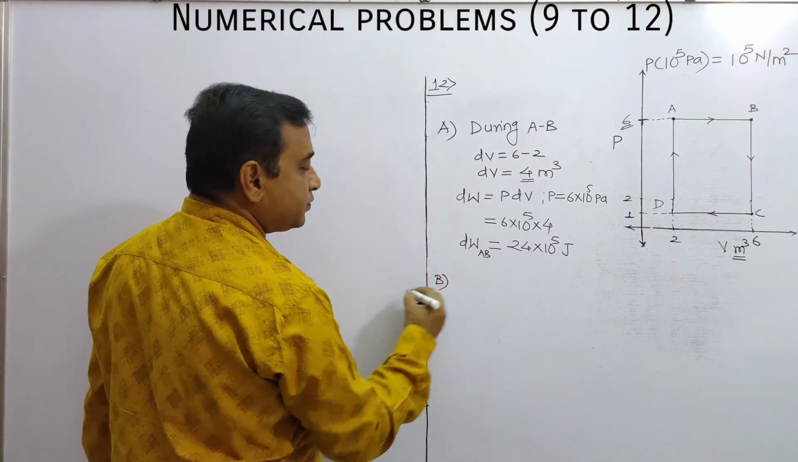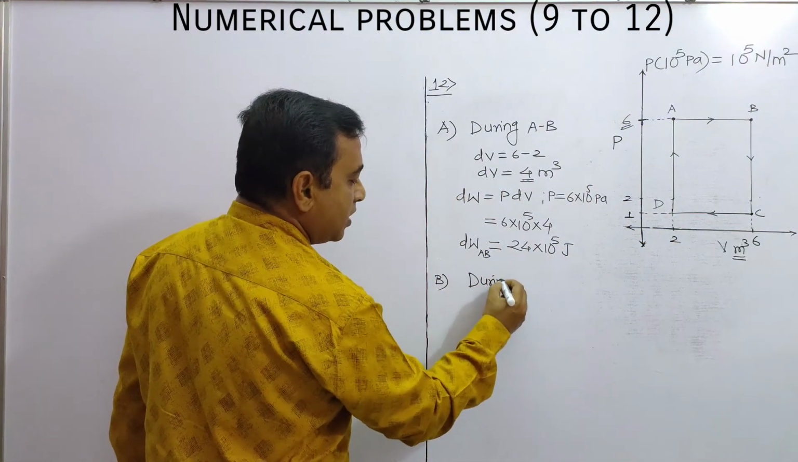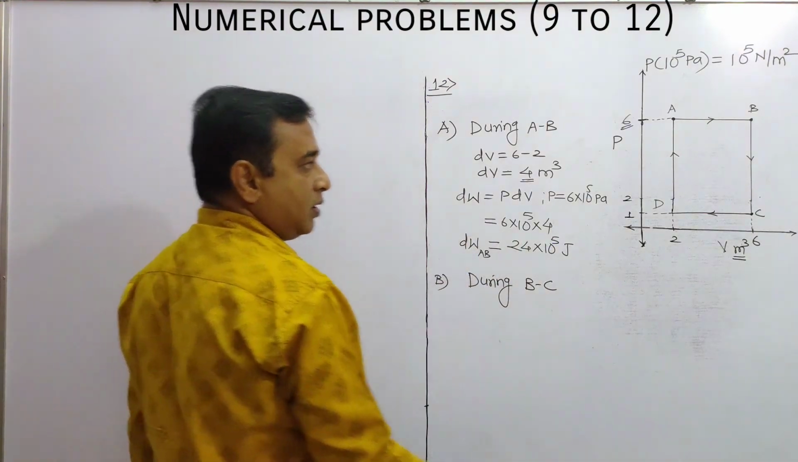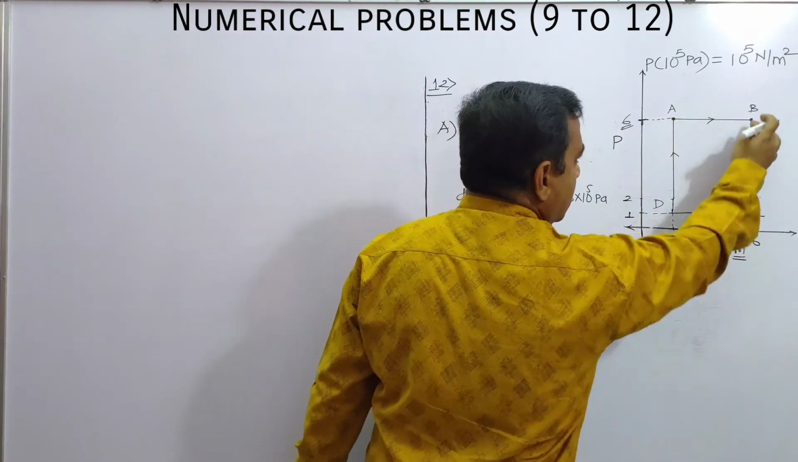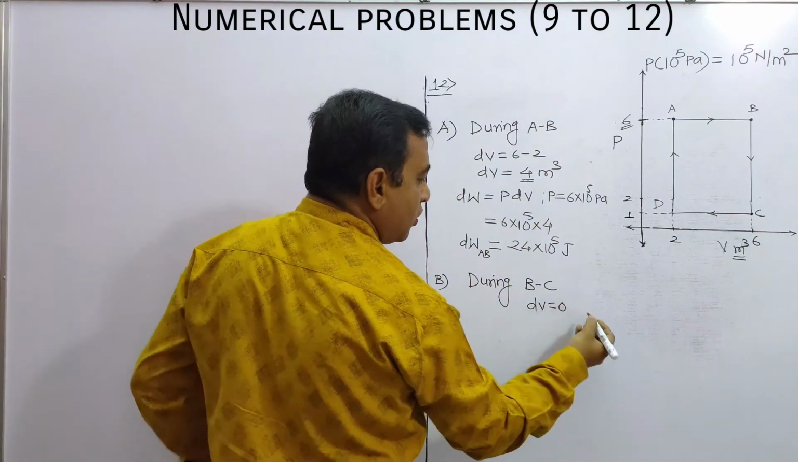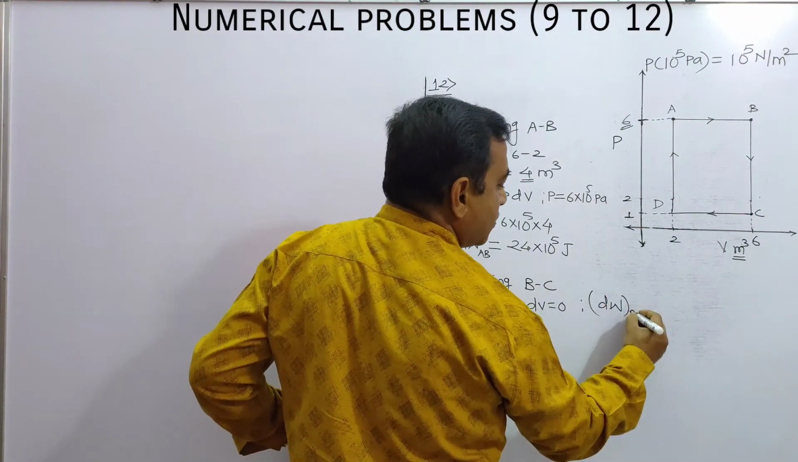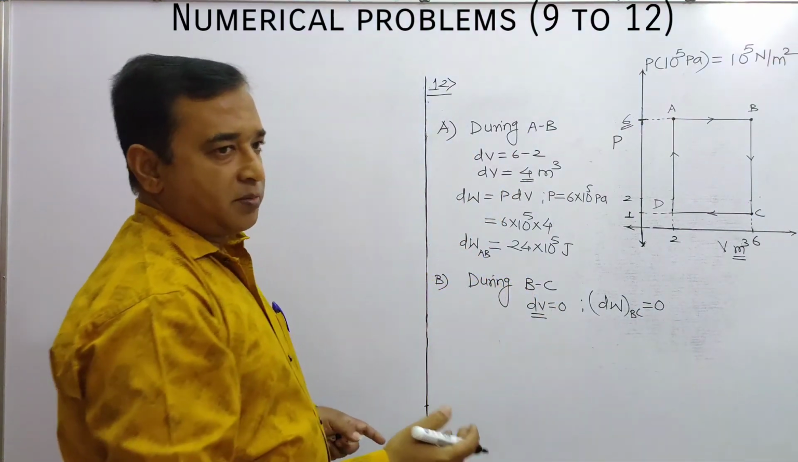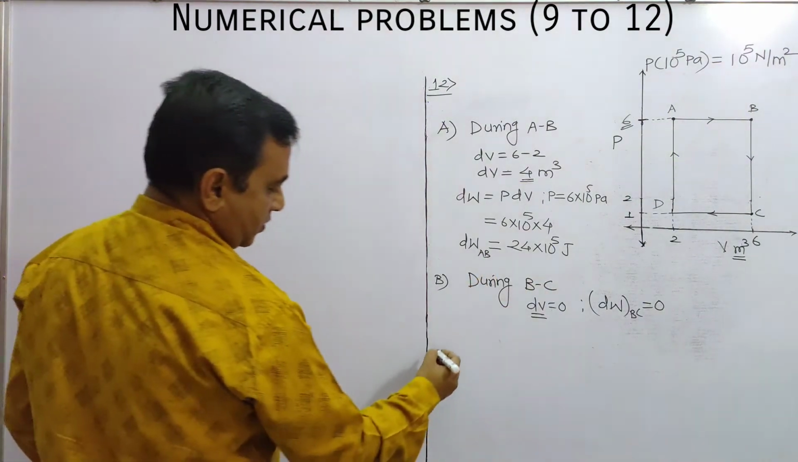Now for B to C, what happens? The volume is constant, not changing. From this side to this side the volume changes, but from B to C there is no change in the volume. So dV is equal to 0. That means the work done during B to C is equal to 0, because any quantity multiplied by 0 is 0. So work done during BC is equal to 0.